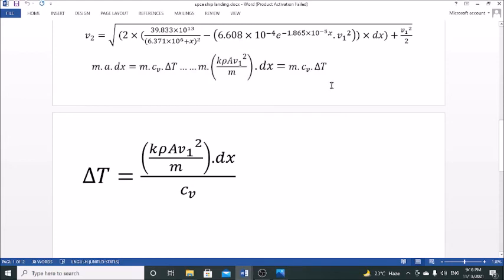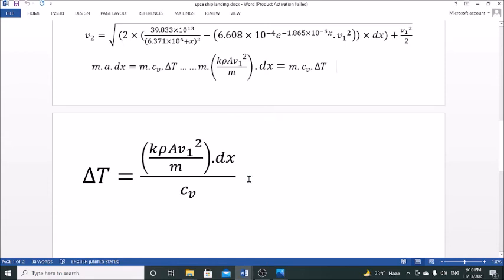Substituting in this equation, m into k rho a v1 square over m times dx equals mcv dt. The m cancelled with the m, so we would be left with k rho a v1 square dx equals mcv times delta t. So our formula is delta t equals k rho a v1 square over m dx over cv.